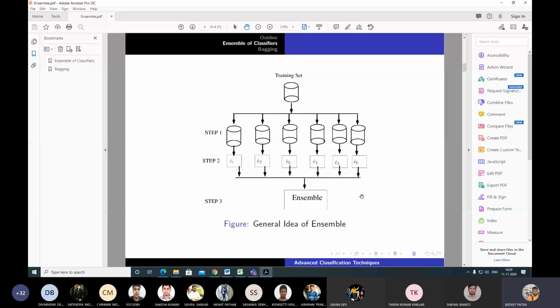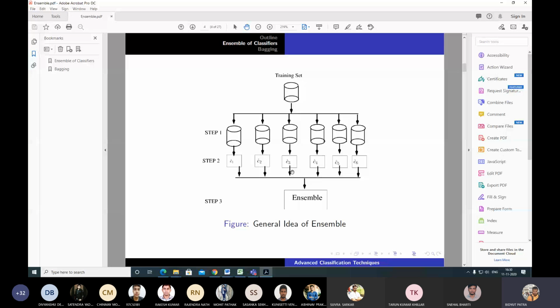Once you understand this, maybe today's class is over. Instead of running a single classifier, you run multiple classifiers, number 1. Then one assumption is that all these classifiers should be independent of each other. Then what will happen? Suppose C1 makes mistakes, there is a chance that C2 will not make the same mistake because both are independent of each other. Based on this, the ensemble of classifiers is developed.